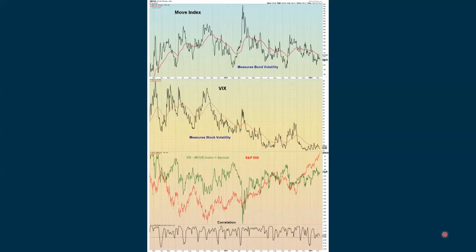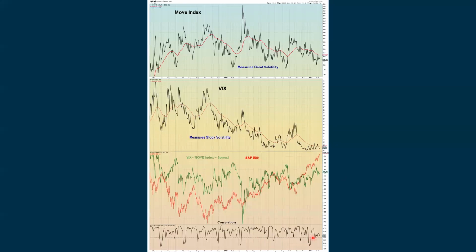Then we have a different study that we can look at. On top is the MOVE index. That measures the volatility of bonds. Then we have the VIX, which measures the volatility of stocks. And then in the lower area, the green line is the spread between the two, the VIX minus the MOVE index. And then what I look at is the correlation on the bottom.